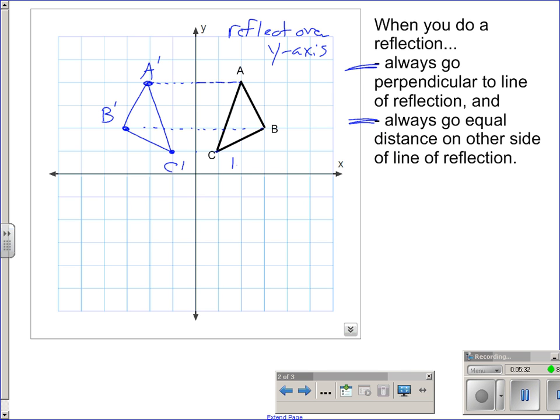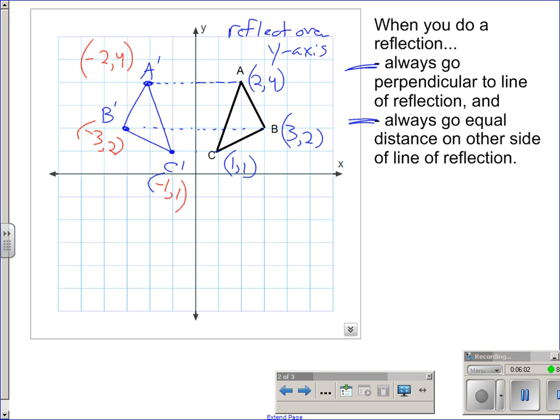Point C was at the point (1, 1). Point C prime is at the point (-1, 1). Point B is at the point (3, 2). Point B prime is at the point (-3, 2). Point A is at (2, 4). Point A prime is at (-2, 4).